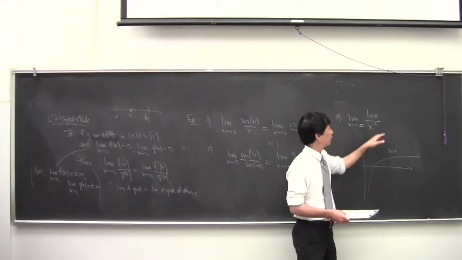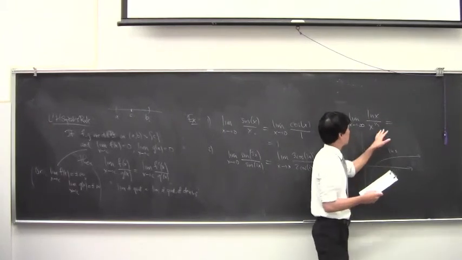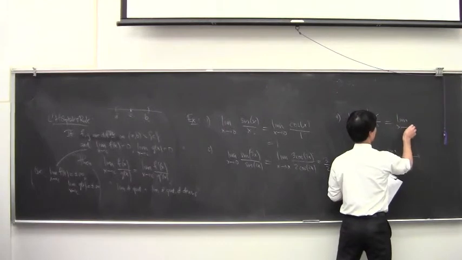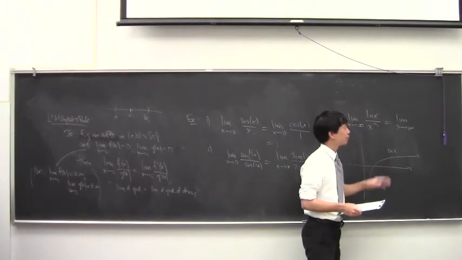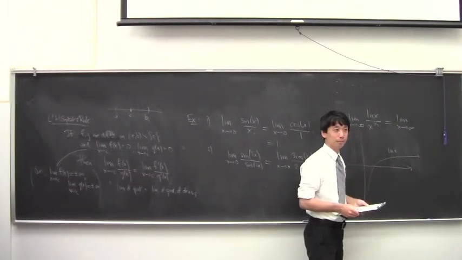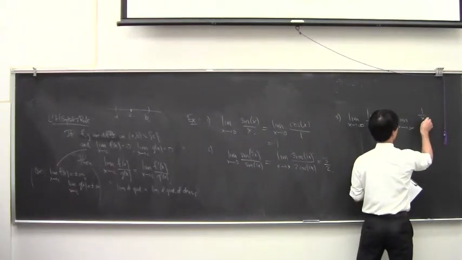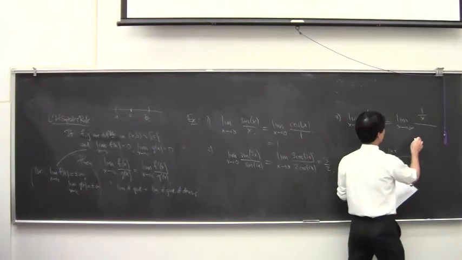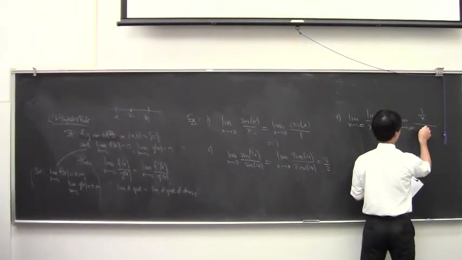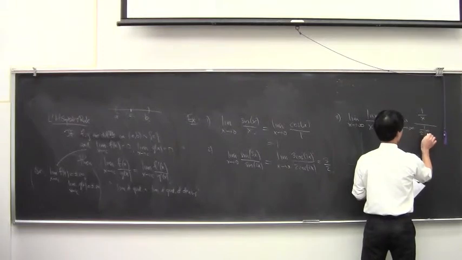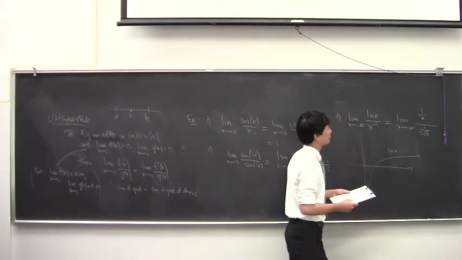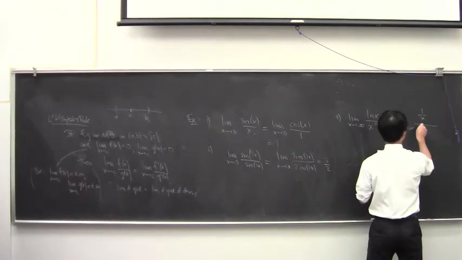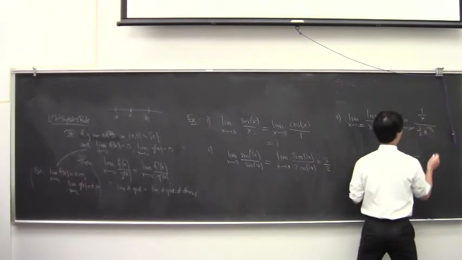Okay. So let's use L'Hopital's rule, and what happens? You get the limit as x goes to infinity of what? Well, it's the derivative of the natural log, 1 over x, right? And you divide that by the derivative of x to the 1/2, which is 1/2 x to the negative 1/2. Let me write it like this: 1/2 x to the negative 1/2.